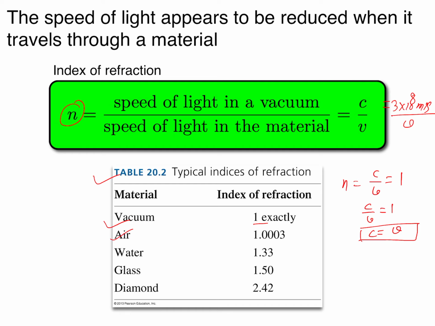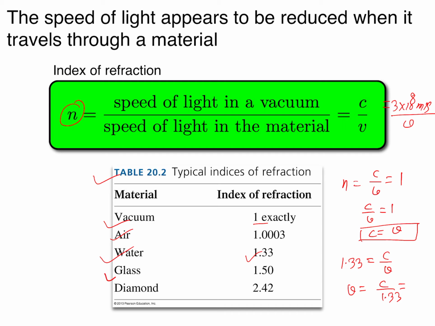But in air, it is approximately equal to 1, with 1.0003, so a little bit less than 3 times 10 to the power 8 meter per second. But if you go to water, you will see the refractive index 1.33. What does it mean? If you put n equal to 1.33, then the velocity of light in water is c over 1.33. If you divide the velocity of light in vacuum by 1.33, that gives the velocity of light in water. So, it reduces significantly.